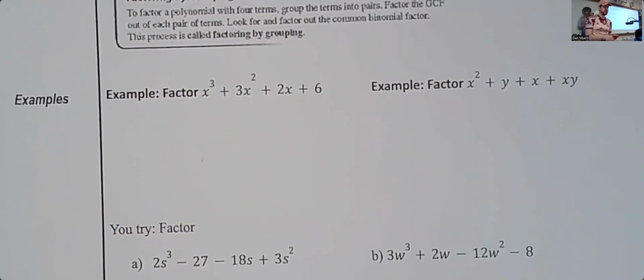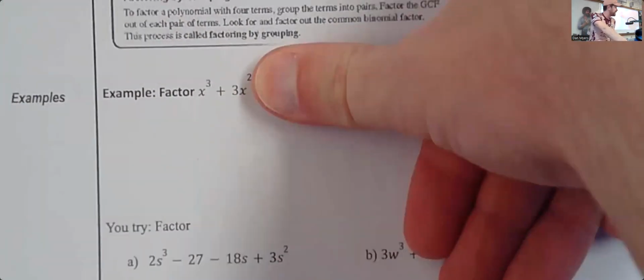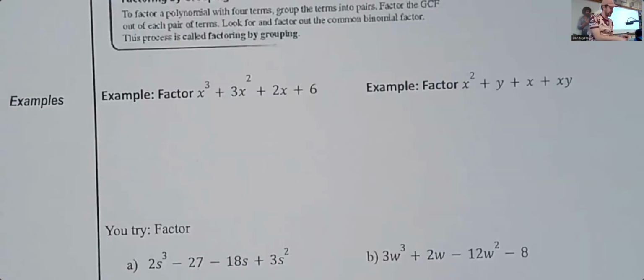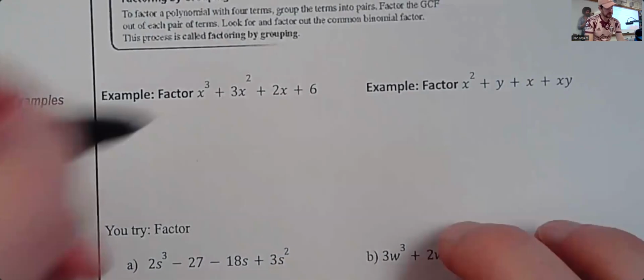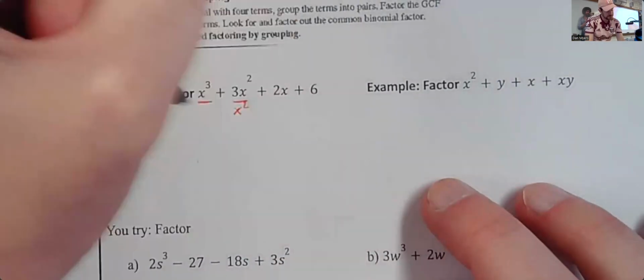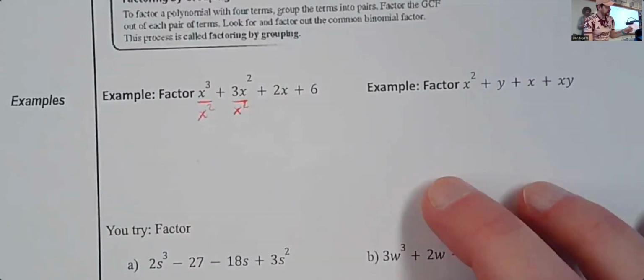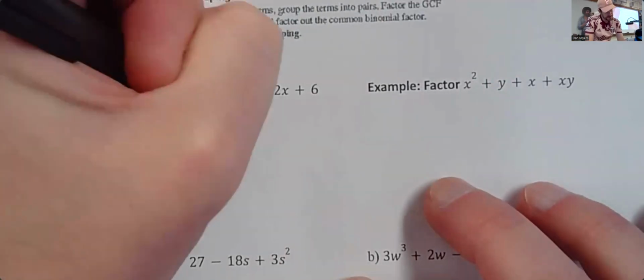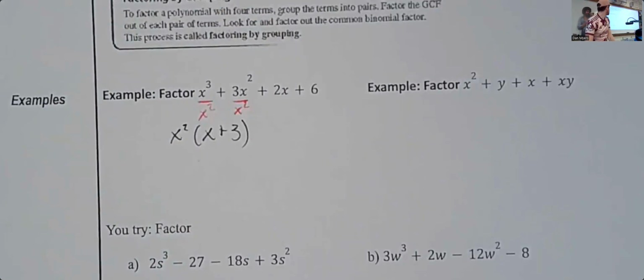So if we take a look here, just at the first two terms, what can you divide out of x to the third and 3x squared? What is it? X squared, yeah. So they both have two factors of x, so we're going to divide out x squared from both of those. And when we do that, underneath here, we're going to get x squared, and then in parentheses will be x plus 3. And I said it backwards. The GCF isn't going to be the same between the two sets. The leftovers inside of the parentheses should end up being the same.